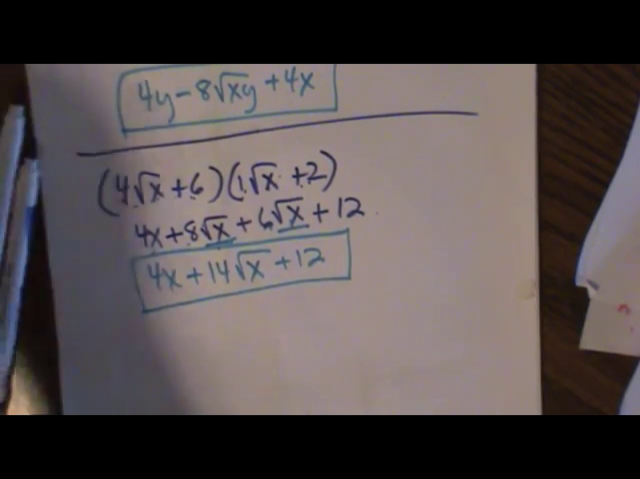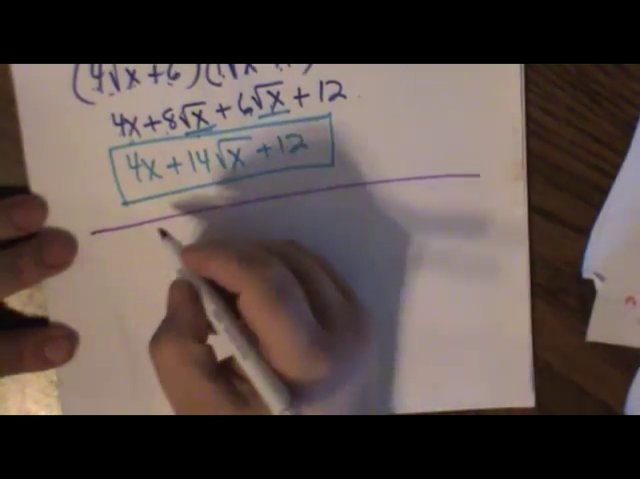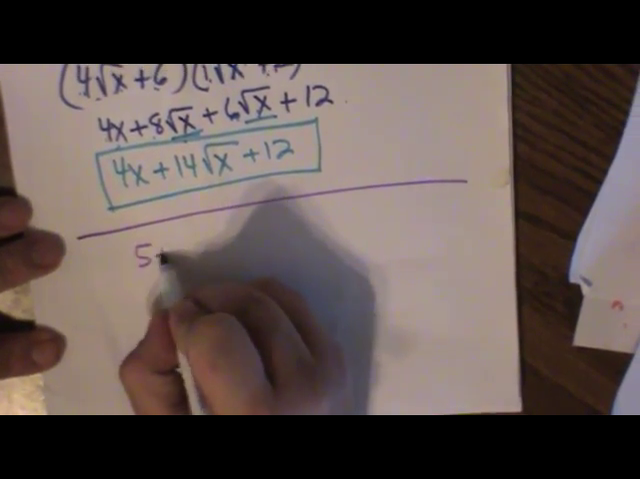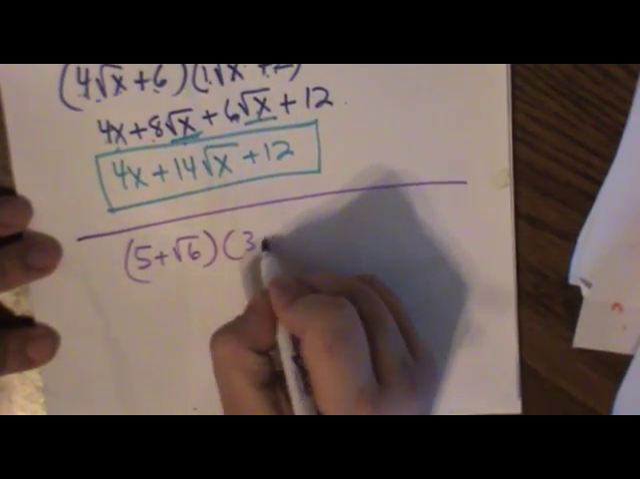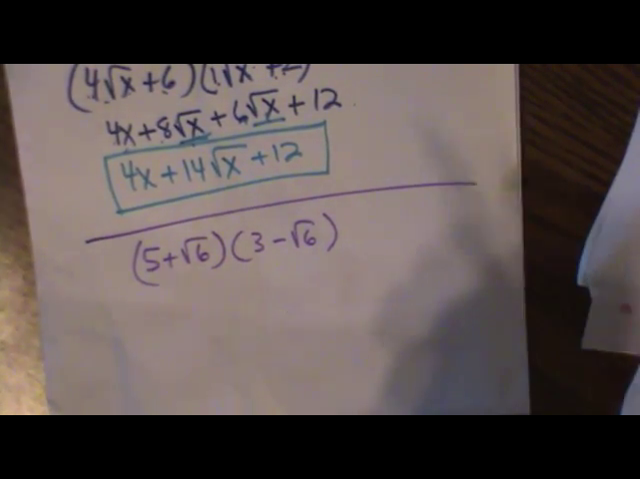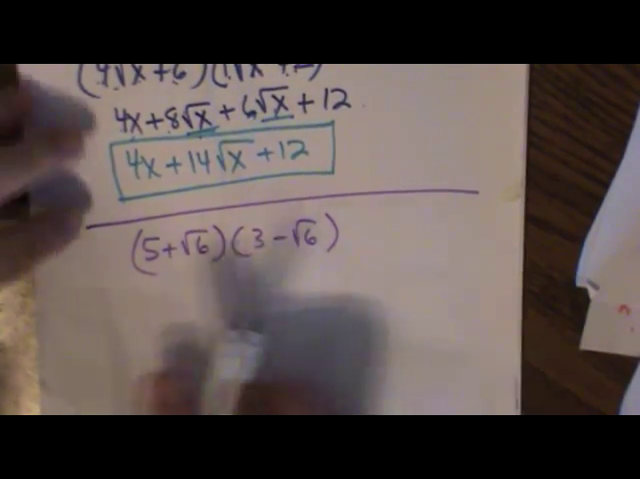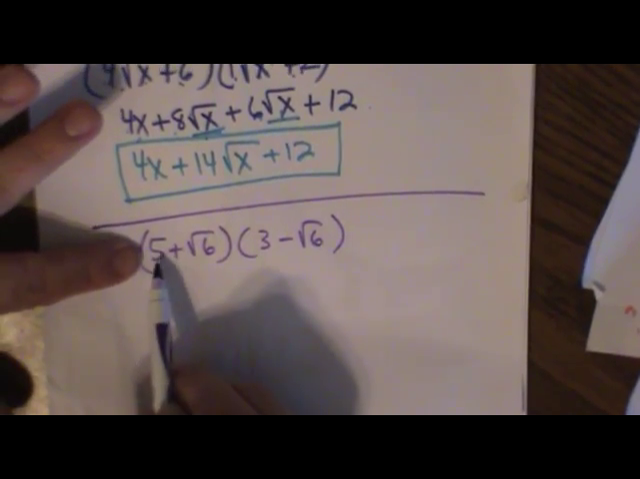Alright. Let's do one more. Plus square root of 5 plus the square root of 6 times 3 minus the square root of 6. Okay, let's FOIL. Take the first one and distribute it through to both, which does the F and the O.